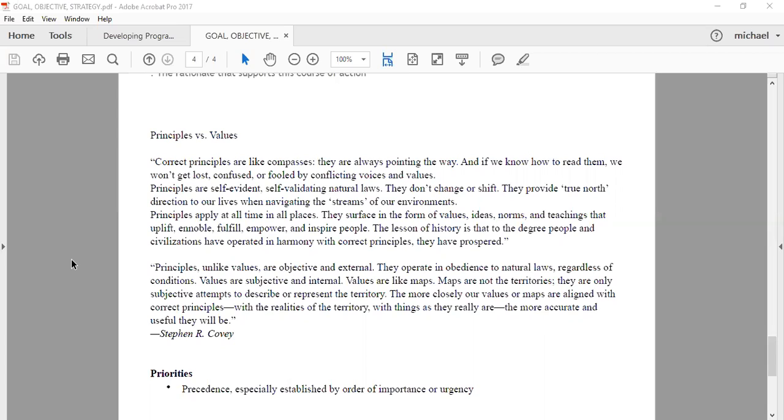The lesson of history is that to the degree people and civilizations have operated in harmony with correct principles, they have prospered. That's it. Good. Let's talk about the difference between a principle and a value. Read the next paragraph.